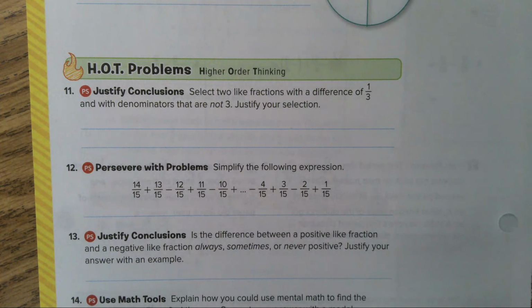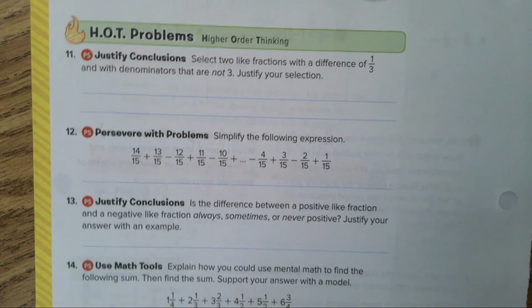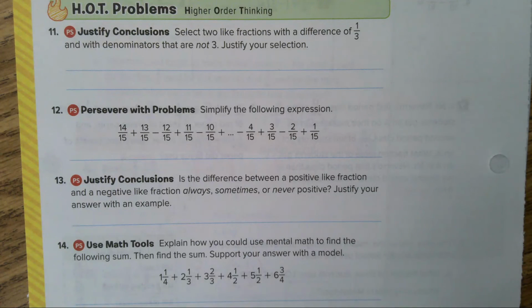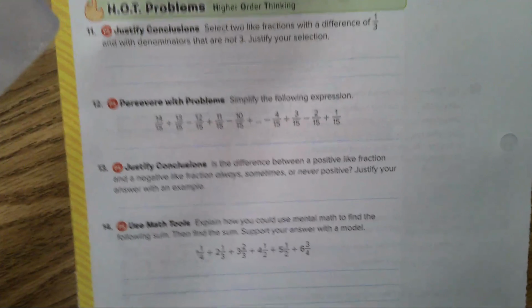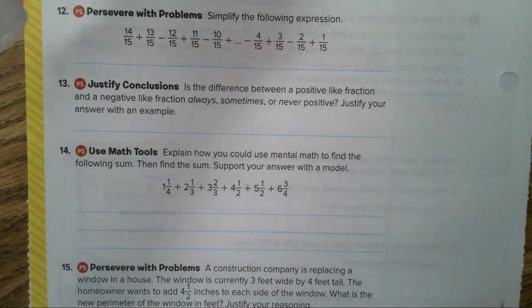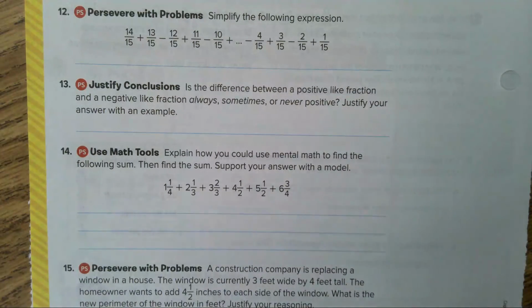Number 13, when it says justify your answer with an example, just give an example which would support your choice in the answer you choose. Problem 14, explain how you could use mental math. Once again, write an explanation. I would like for you to work on using capital letters and correct punctuation in this problem.